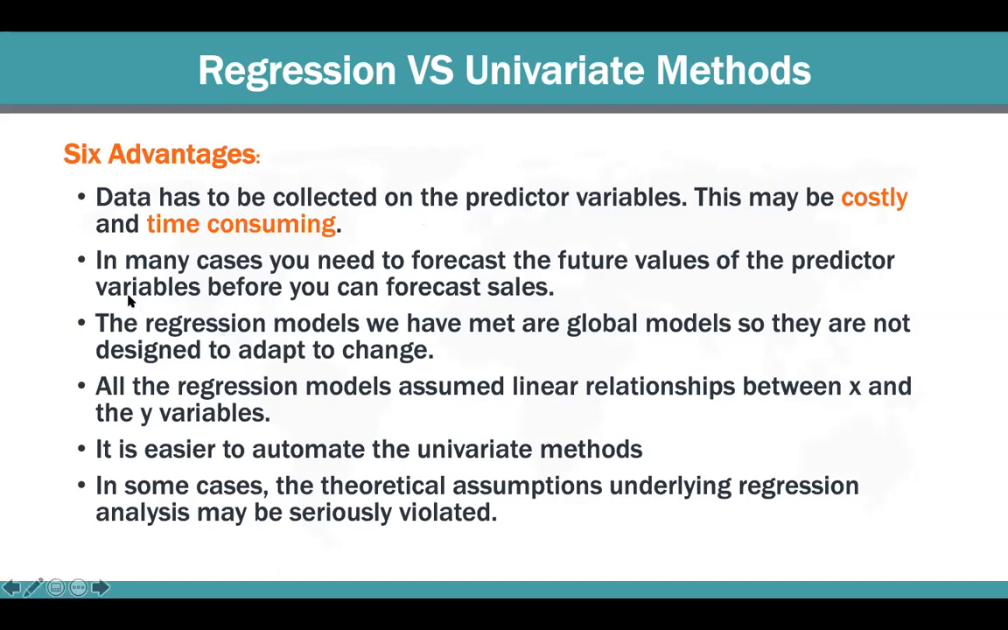The second one: in many cases, you need to forecast the future values of the predictor variables before you can forecast, for example sales. If next month's sales depend on the weather, then you will need to forecast the weather a month ahead to produce your sales forecast. This will compound the forecast errors and is likely to reduce the accuracy.